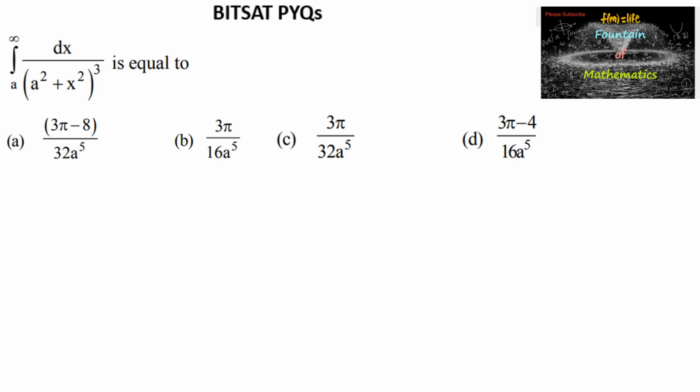Integral a to infinity of 1 upon a square plus x square whole power 3 dx. Let us solve this problem by the substitution method. Put x is equal to a tan theta. So by differentiating we'll get dx is equal to a times the differentiation of tan theta, which is secant square theta d theta.